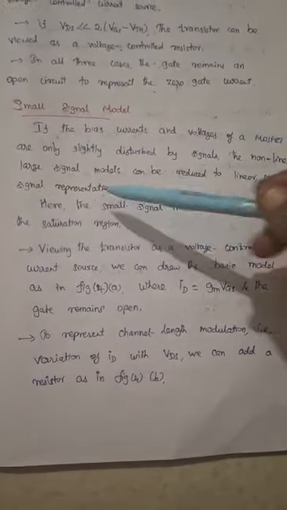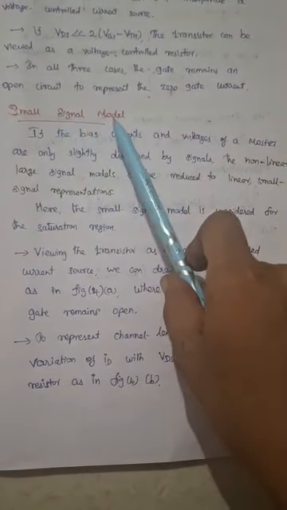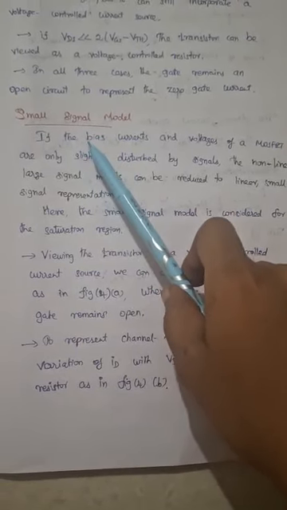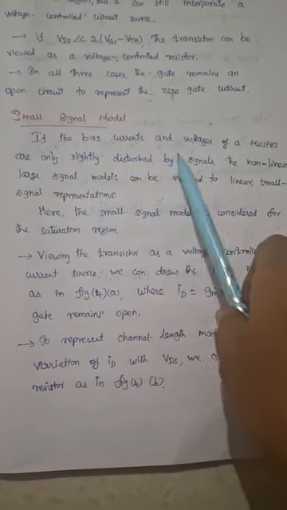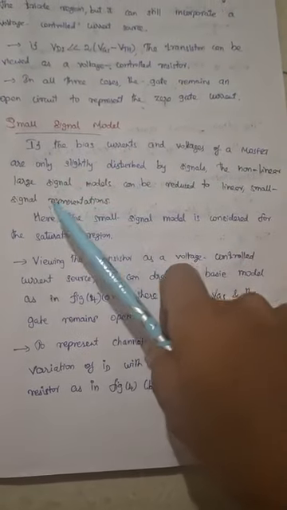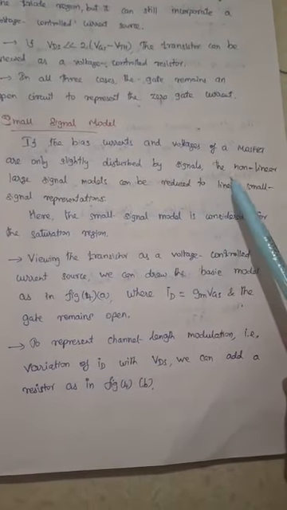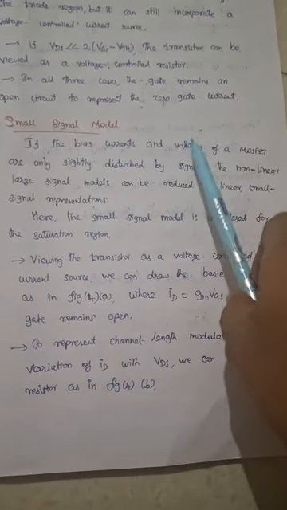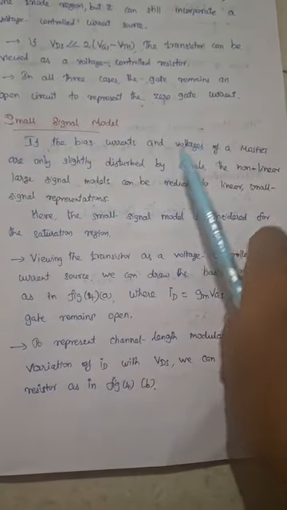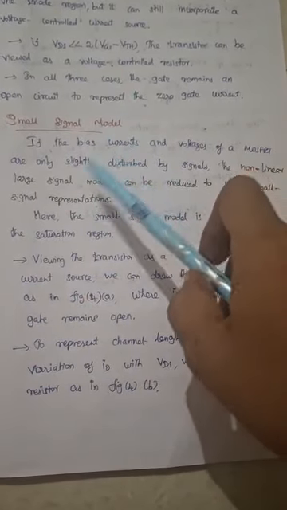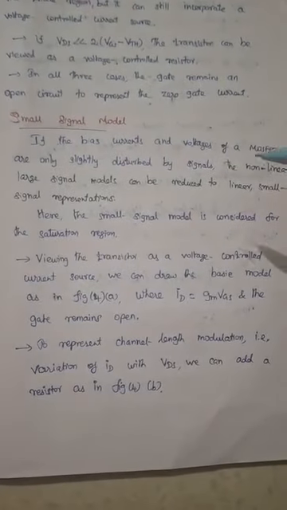So next we are going to see about the small signal model. The name itself represents that we are giving a very small signal as the input. If the bias currents and voltages of a MOSFET are only slightly disturbed by signals, the non-linear large signal models can be reduced to linear small signal representations. So whenever your input bias current and input voltage are very small, your non-linear large signal model is converted to linear small signal representations. And also, the small signal model here we are considering for the saturation region.